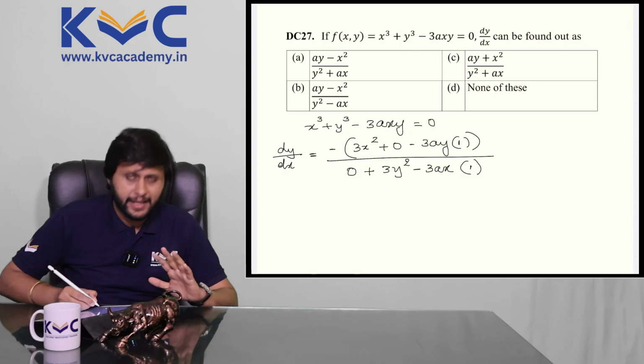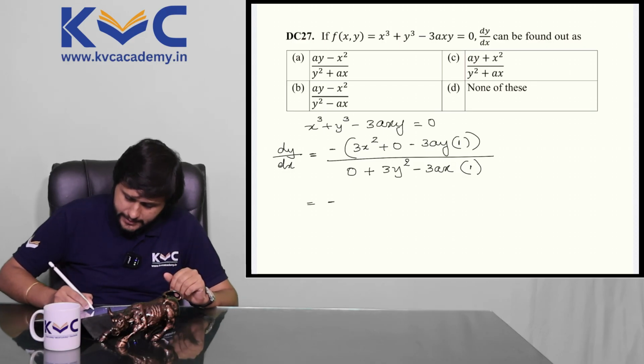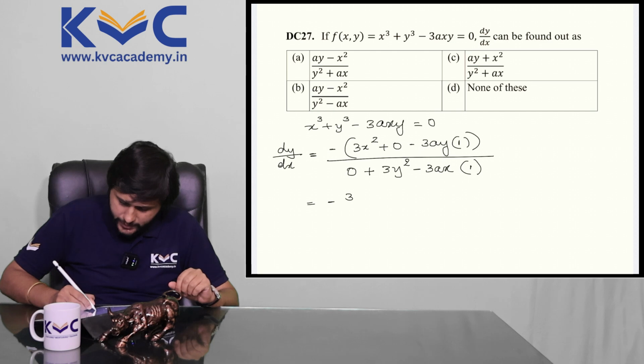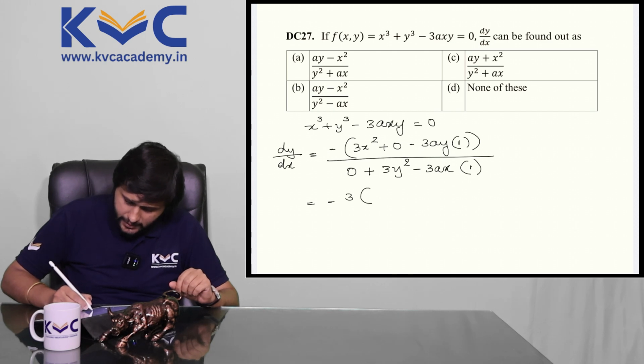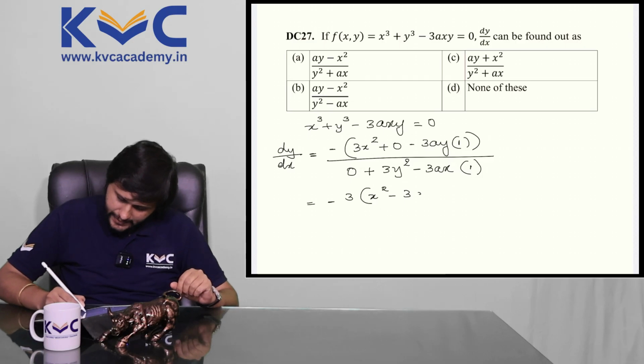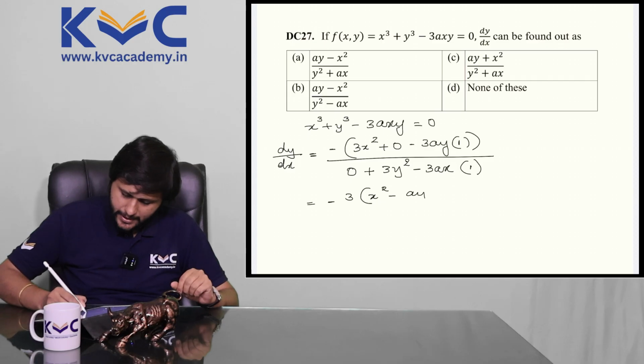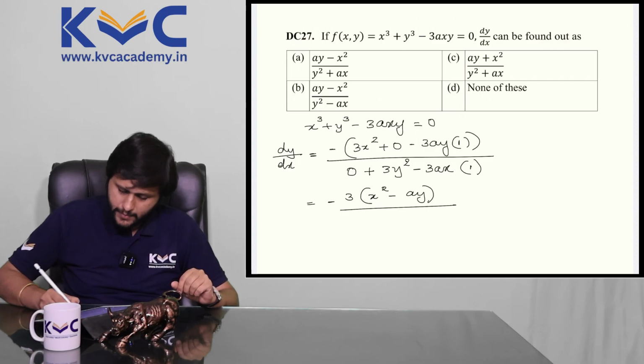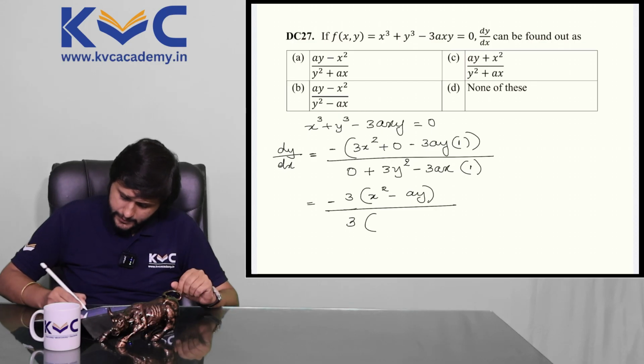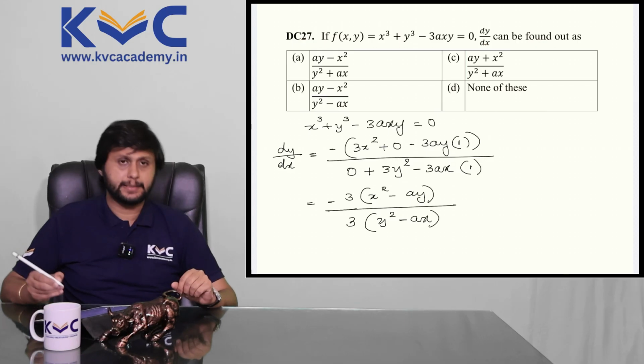Just rewrite everything by eliminating zeros now. Minus, and I think I can get 3 outside. Okay, and then what remains is x square minus 3ay, or 3 is taken outside. So we have ay remaining. Correct? Okay. Divided by 3 will take outside. And we have y square minus ax.